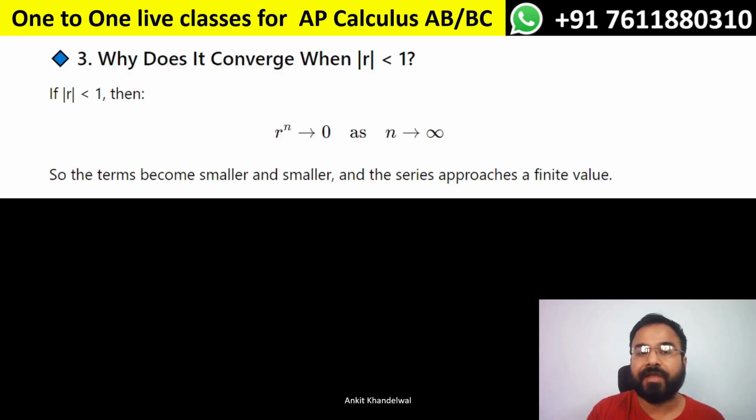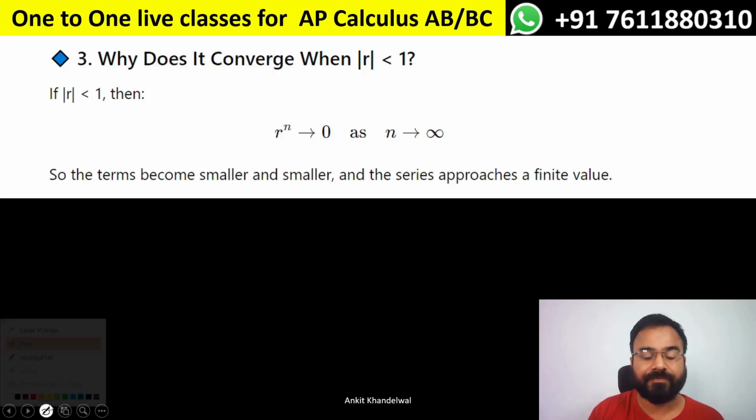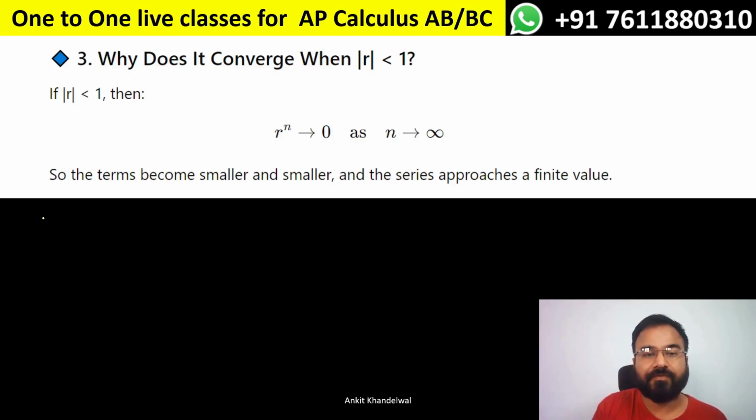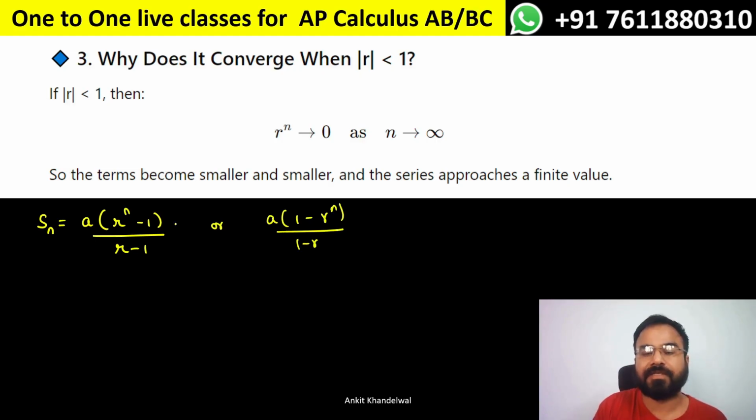Now why does it converge when the absolute value of r is less than 1? There is one formula for the sum of n terms of a geometric series, given by a times r to the power of n minus 1 upon r minus 1, or sometimes in some books it is written as a times 1 minus r to the power of n upon 1 minus r. Generally we use the first when r is greater than 1, and the second when r is less than 1.